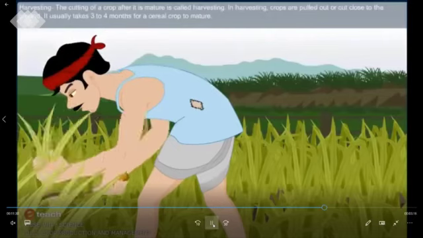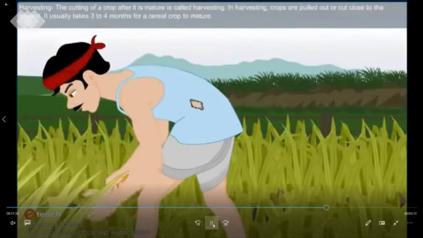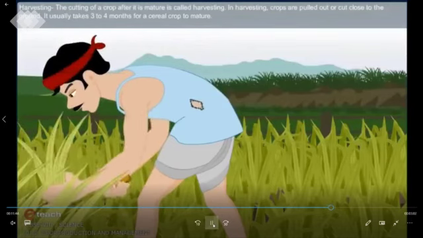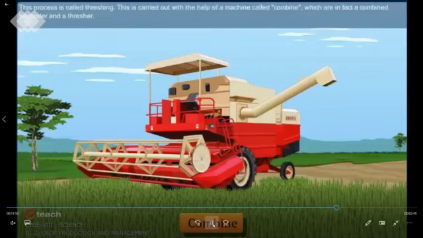After doing all these processes, after 2 to 3 months or 3 to 4 months, the crop gets matured. Collecting the matured crop from the fields is called harvesting. The harvesting can be done manually by an implement called a sickle, just as the farmer is doing in the picture, or else we can use a machine called a harvester. This harvester is useful for three processes, that is harvesting, threshing and winnowing.